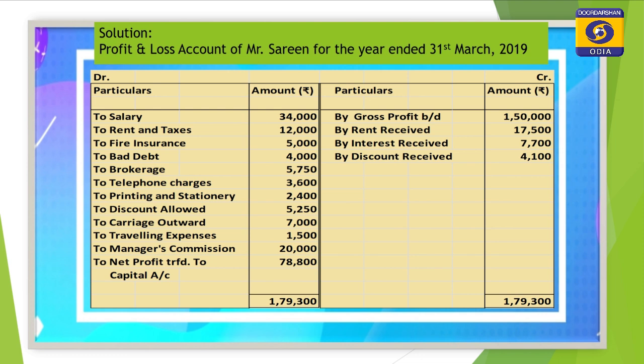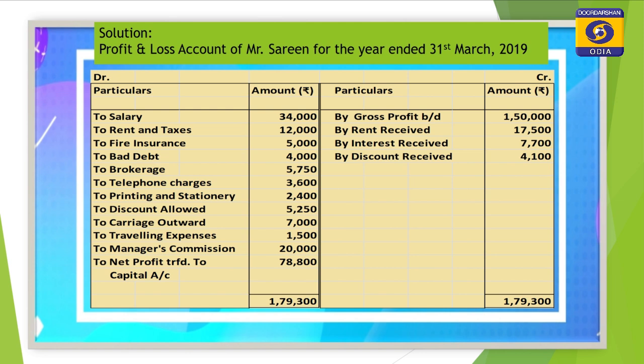Capital, students, will not come in the profit and loss account because it is not an item of expense or loss, and it is neither an income nor a gain. It is the capital invested by the proprietor, so it will not find a place in the profit and loss account. Next let us talk about brokerage paid. Brokerage paid is again an indirect expense because some amount of brokerage has been paid to the agent. Next item is telephone charges, which is also an item of indirect expense. Printing and stationery as well, that is also an item of indirect expense.